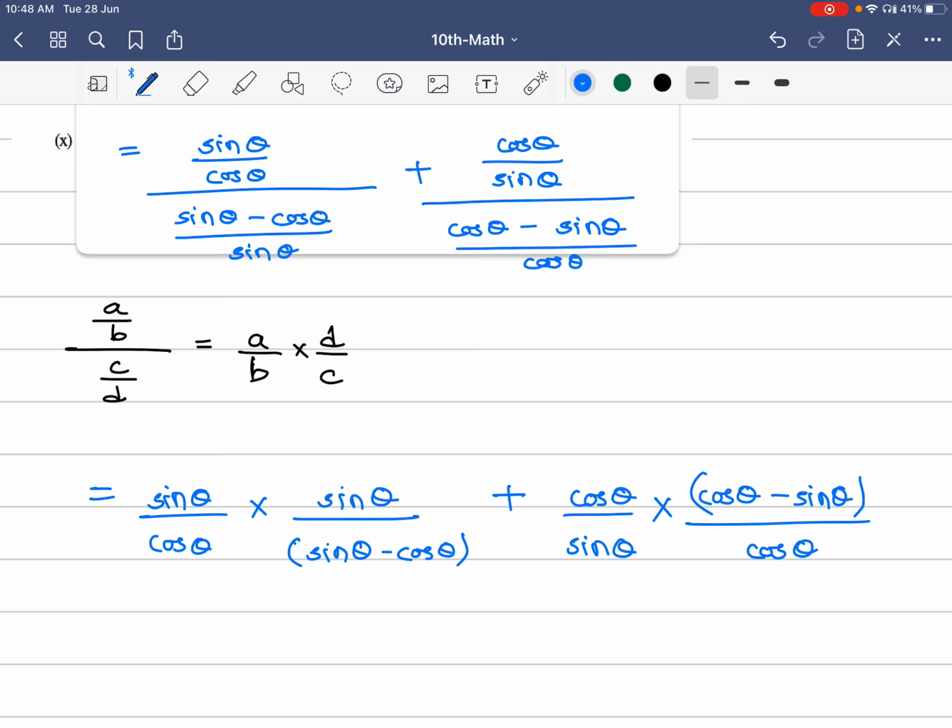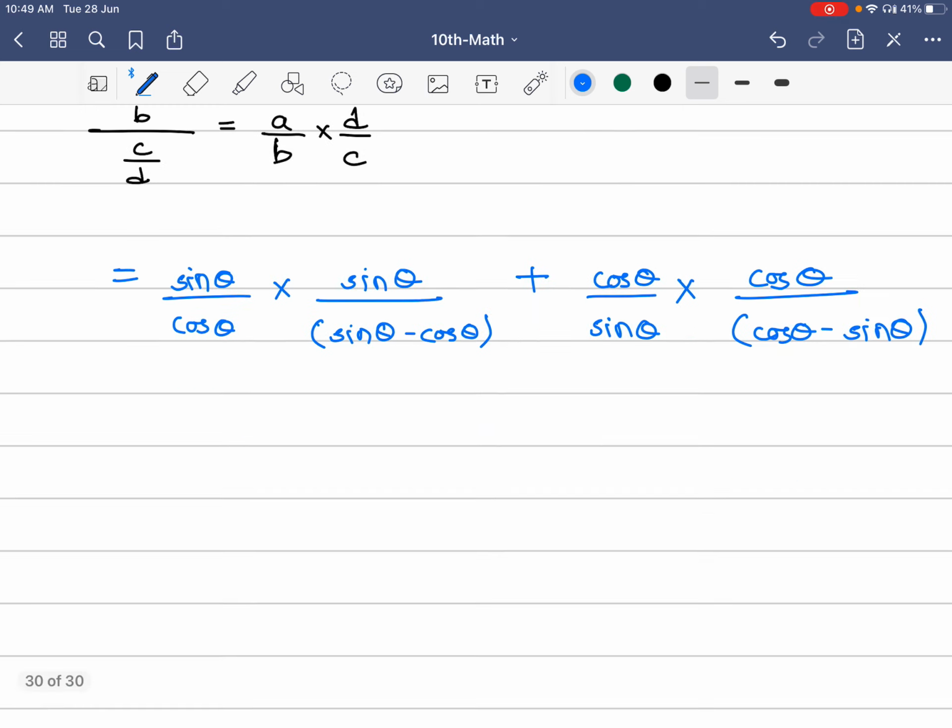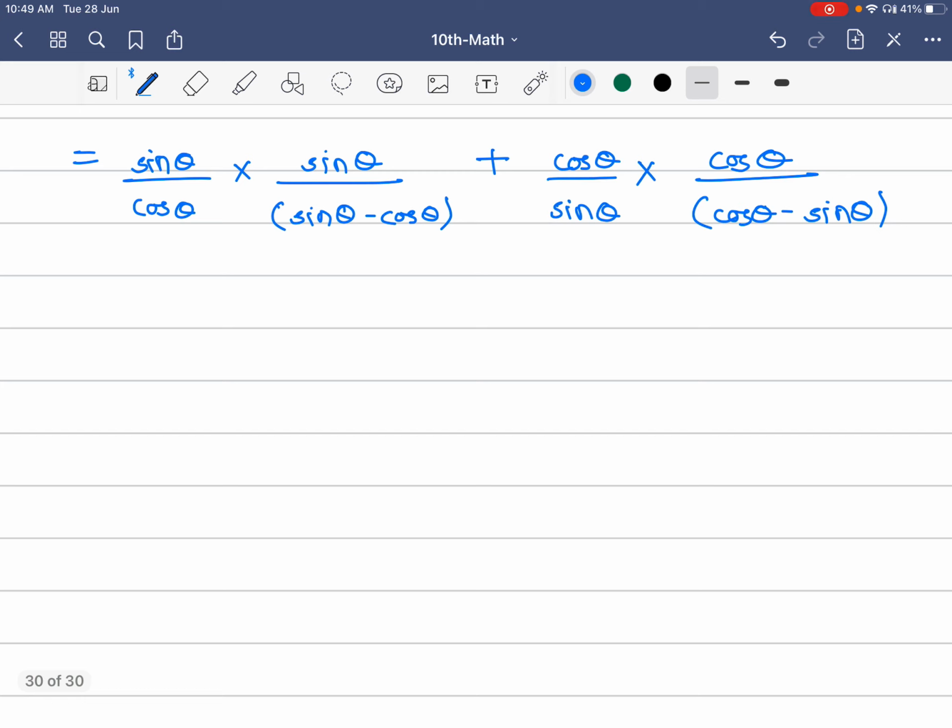Okay, we have made a mistake. We have to write the reciprocal of this. Sorry. Yes, so reciprocal is going to be cos theta and the whole divided by cos theta minus sine of theta. Yes, so now this is our left hand side.